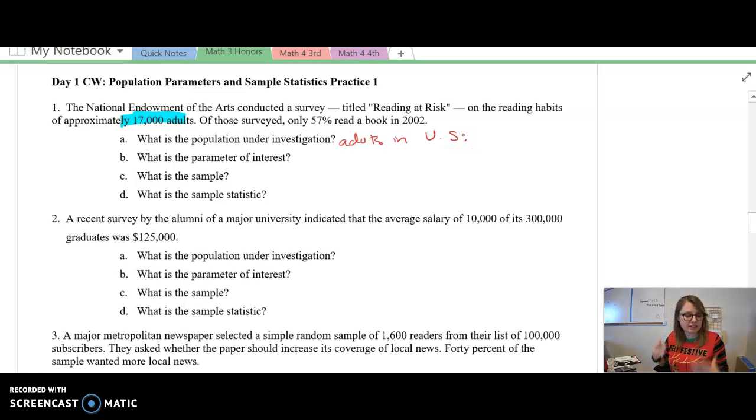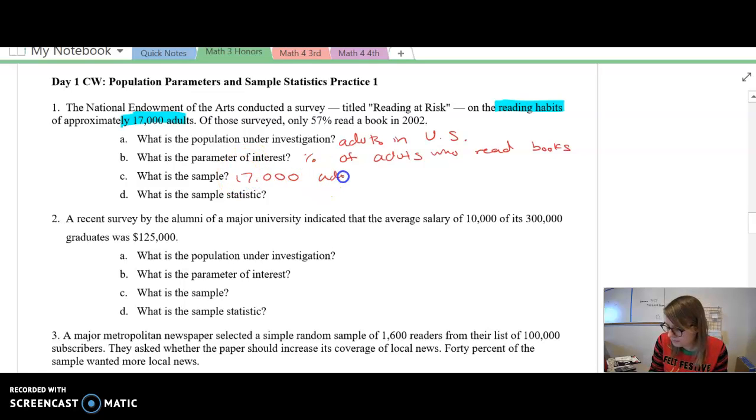What is the parameter of interest? It is the reading habits of the adults, so percent of adults who read books. Okay, and then what is our sample? Well, our sample is the 17,000 adults. And then what is the sample statistic? Meaning what is the information that they gathered? And that is that only 57% read a book.